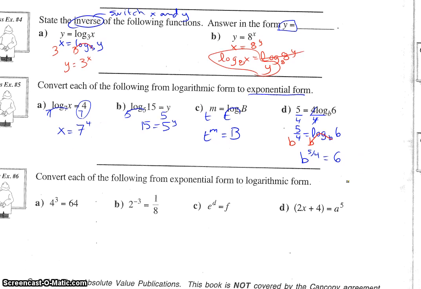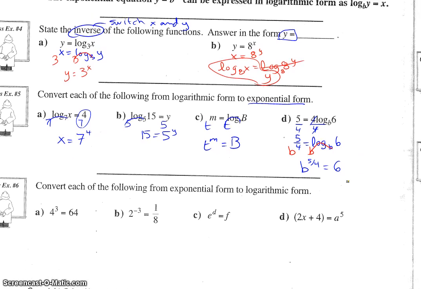Okay, example number 6. We're going to convert each of these from exponential form. Notice we've got a power on each one of these, to log form. So if we want logs, we're going to have to log both sides. The question is, what base are you going to choose for your log?